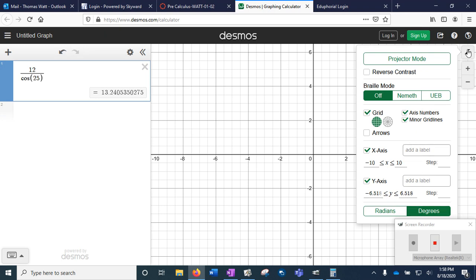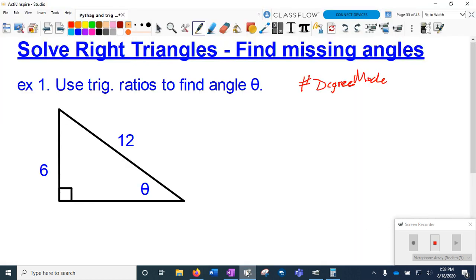All right, so let's get into our examples. Only a couple examples today, but the important thing is we're going to do something a little bit different. Let's look at what we have here. Again, we have a right triangle, so we know that we are going to be dealing with our trig magic word, SOHCAHTOA. Quick review.